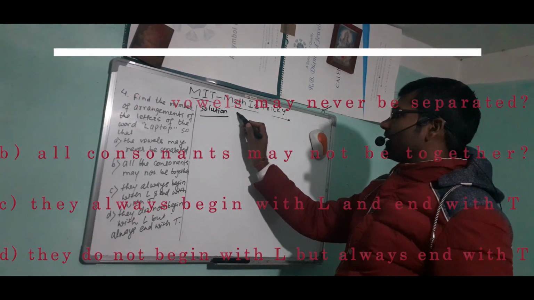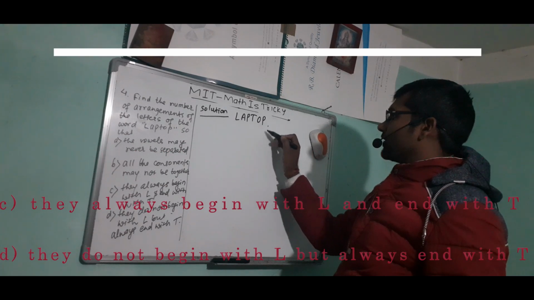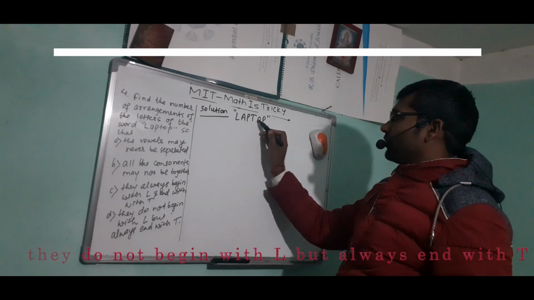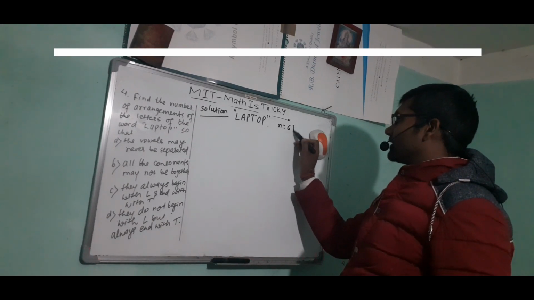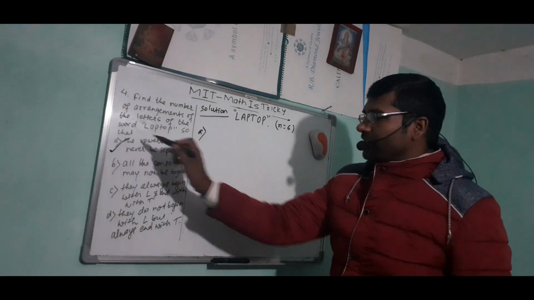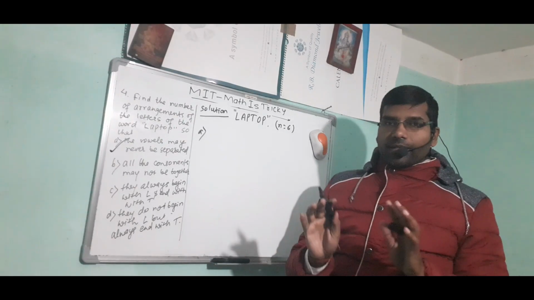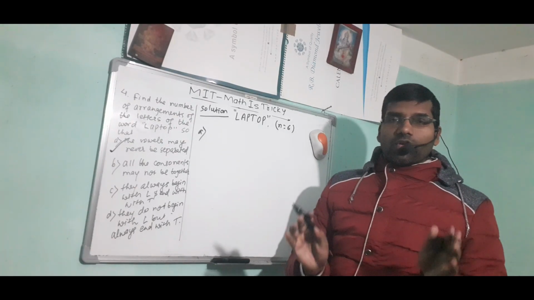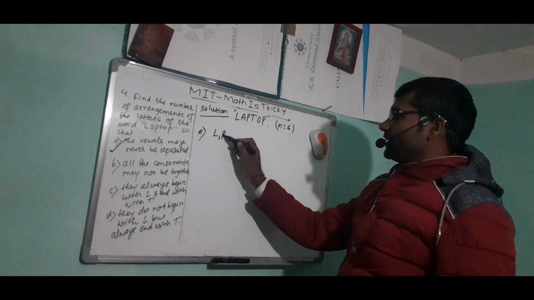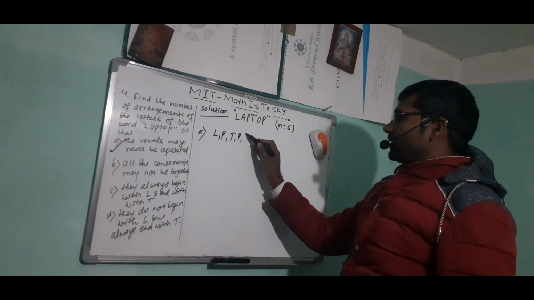Solution, the word is laptop, L-A-P-T-O-P. So the word here is laptop, and if you see here 1, 2, 3, 4, 5, 6, n equals 6. Now for A, what you have to do first: the vowels may never be separated, which means all the vowels are together. So write like this: L, P, T, again P, and then A, O.